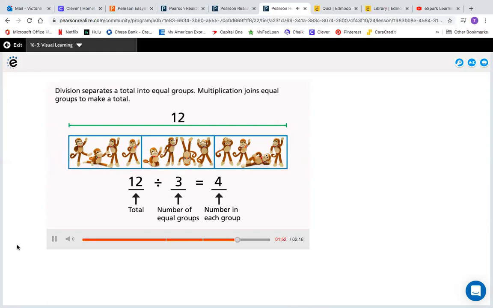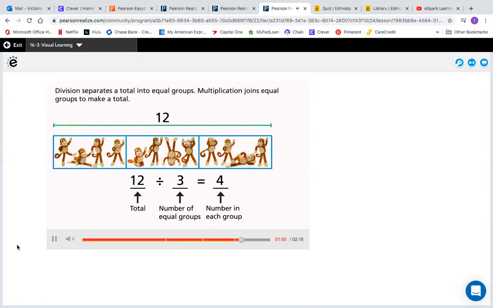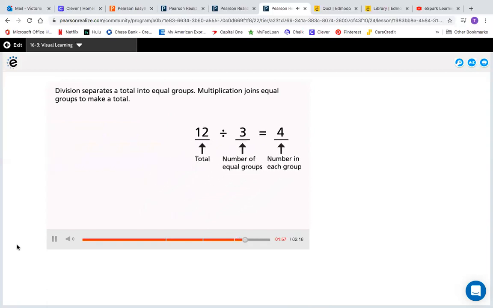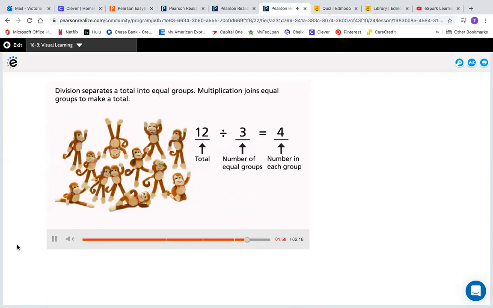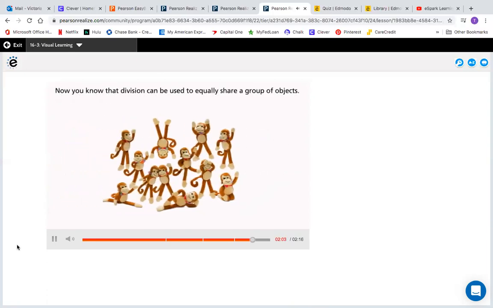Division separates a total into equal groups. Multiplication joins equal groups to make a total. Now you know that division can be used to equally share a group of objects.